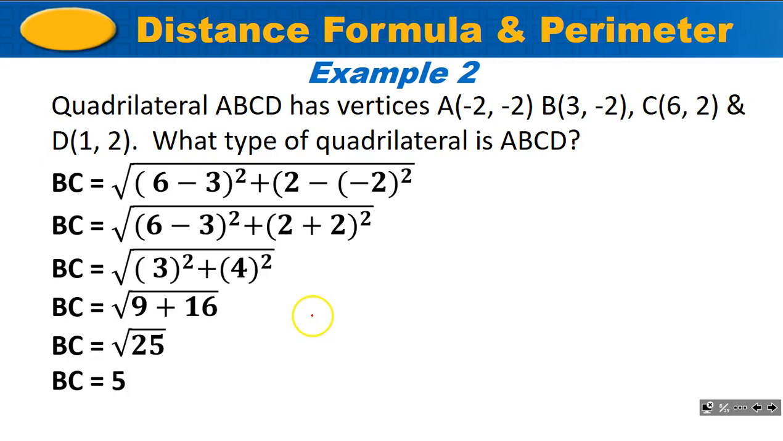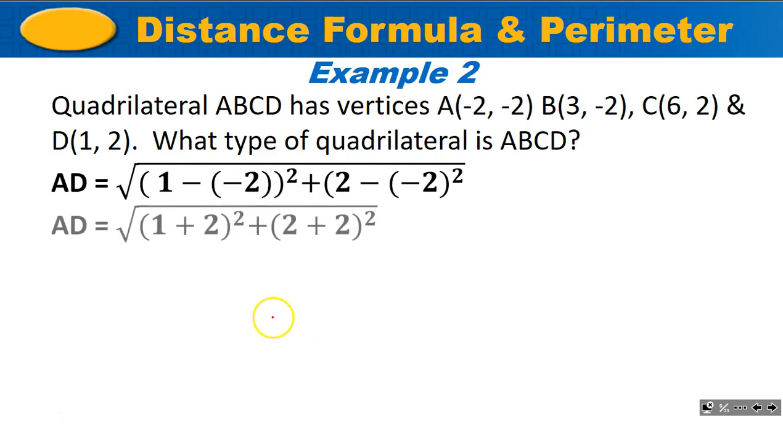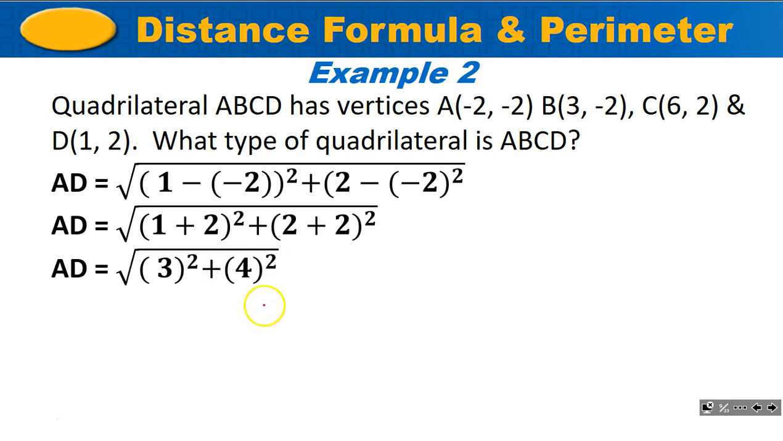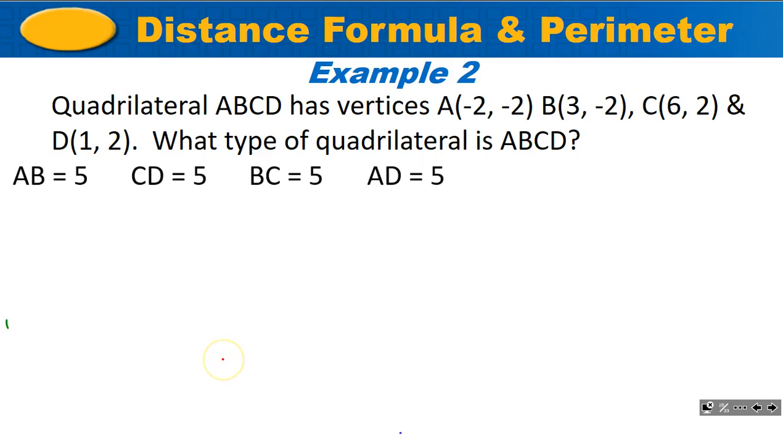So we got one more left to solve for, either AD or DA, doesn't matter which way you do it. So go ahead and plug in your values again. Notice again we have minus and minus here, so that's going to be plus. Minus and minus, that's going to be plus. So that's going to be 3 right here and 4 right here. 3 squared, 4 squared. That's 9 and 16. Again, that's 25. So notice that we have all 4 sides that equal 5. We know for sure that this is a rhombus because the definition of a rhombus is it has 4 congruent sides.